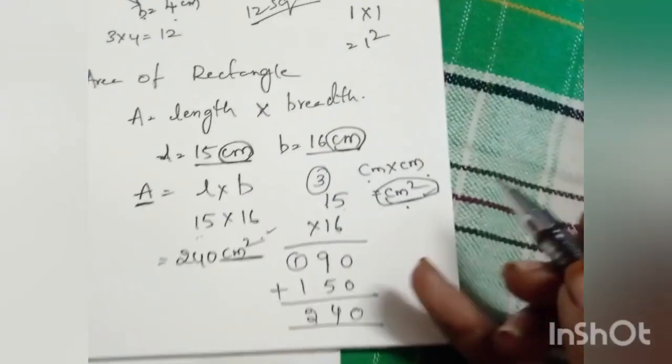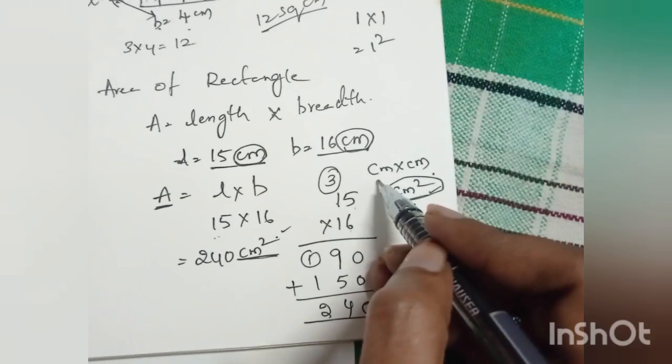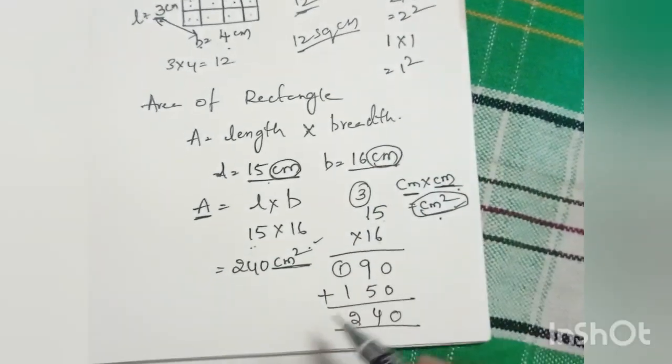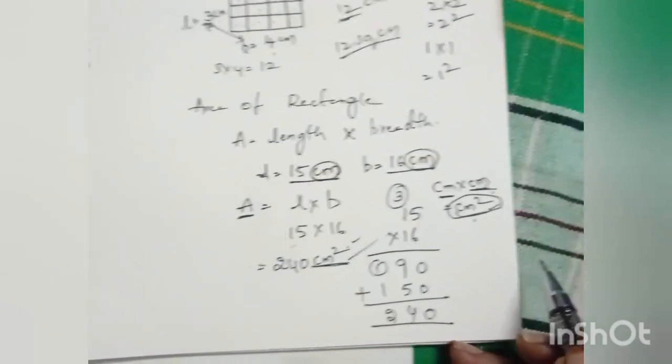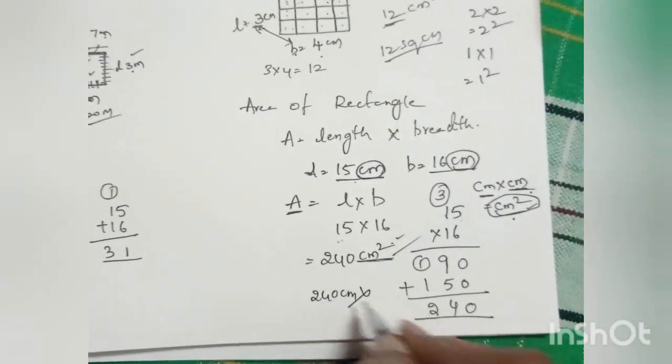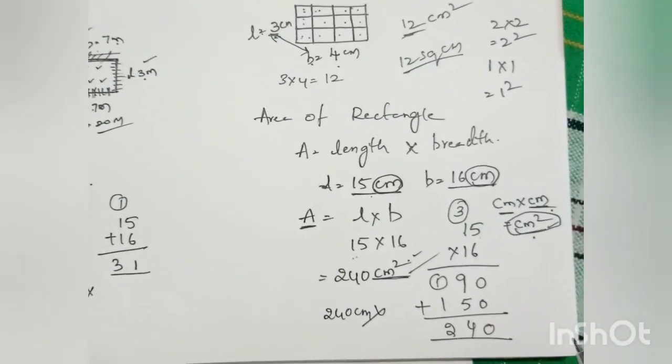Okay. Here the unit will change. Why? Because we are multiplying the unit with the other unit. So it will change. Right? So after doing the answer, if you write 240 centimeter, that will be the wrong answer. You will not get the marks.